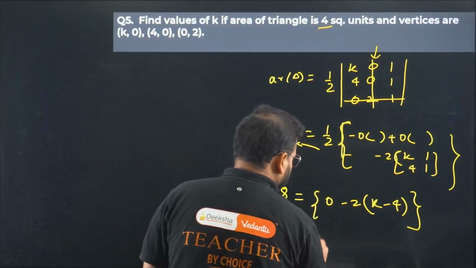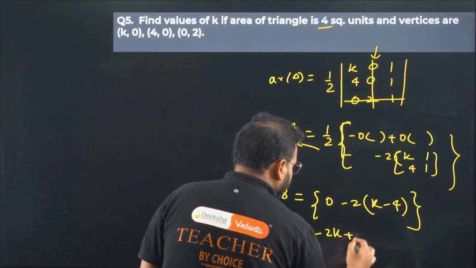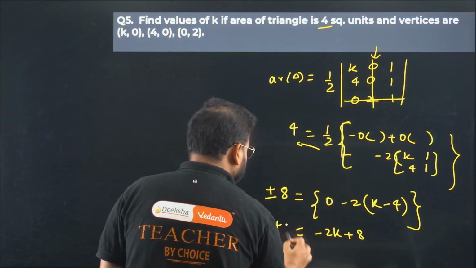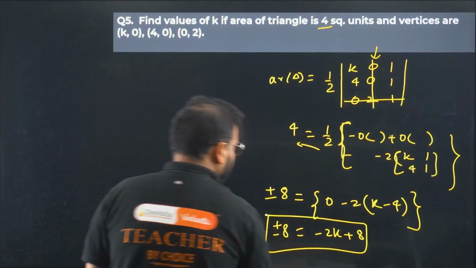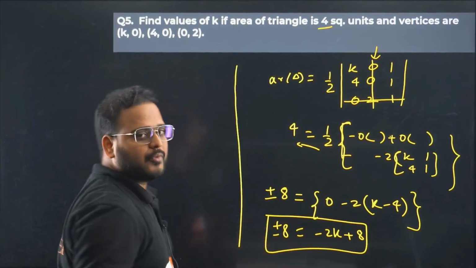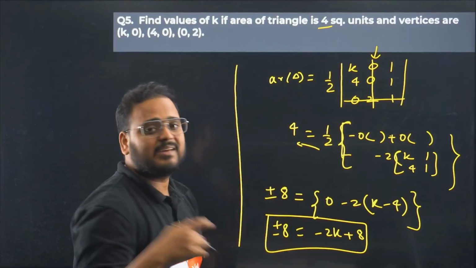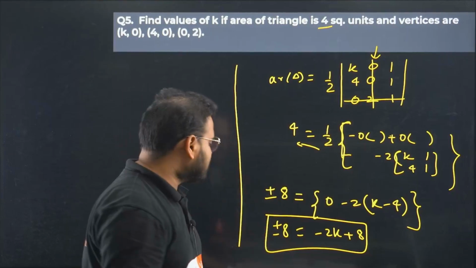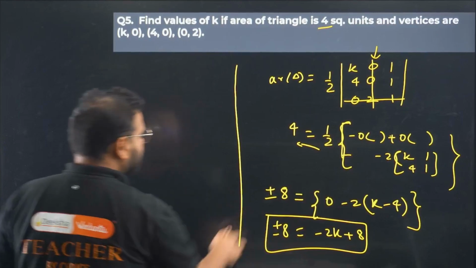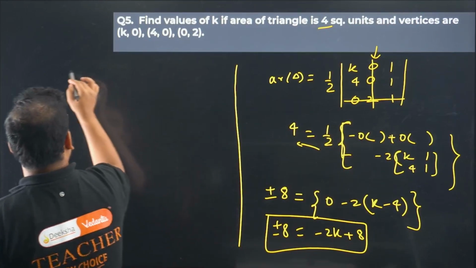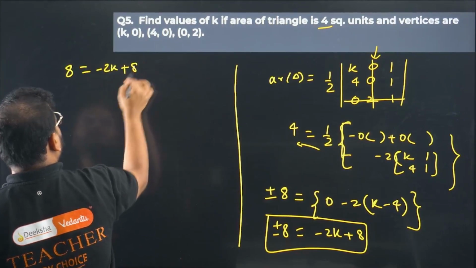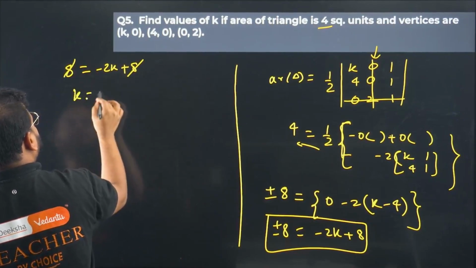It becomes minus 2K plus 8. Minus 2K plus 8 is going to be plus or minus 8. Why plus or minus? Because of the determinant operation. Area is never negative, so whether it is minus 8 or plus 8, the answer will always be plus 8 only. That's why we've taken both operations. So let's use one at a time. We get plus 8 equals minus 2K plus 8. This cancels, and I get K value is 0.